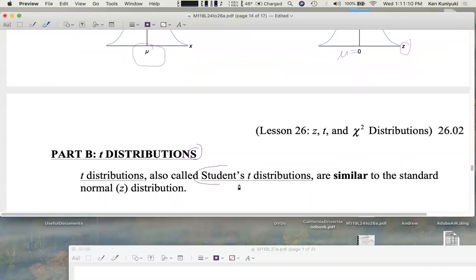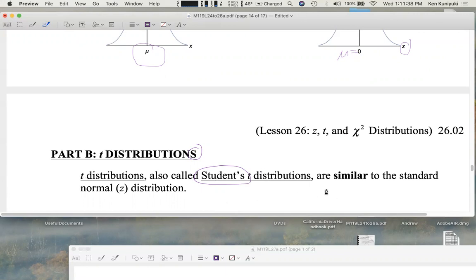Actually, there's a good history to the T distributions. Basically, they were invented and studied by a worker at a brewery in Ireland, and because of the rules at the brewery, he had to publish under the pseudonym Student. So this comes from the work of a brewery worker, although hopefully not while he was drunk.